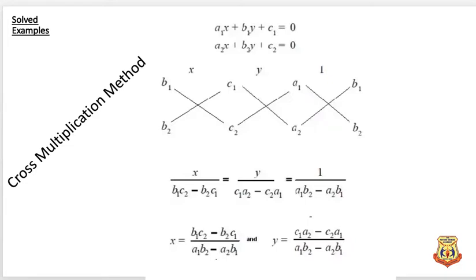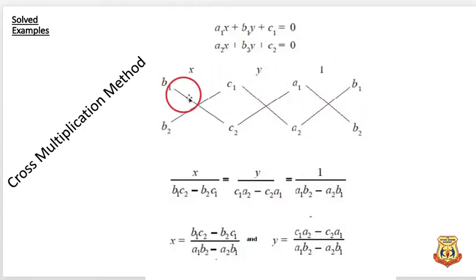Now come to the cross multiplication method. Very interesting. Here, this is a pair of linear equations. This is the format. You know this one. So here you will make it this way: x, y and 1. 1 means it is representing the constant number. Then from here you will start. B1, B2, C1, C2, B1, B2, C1, C2. Then A1, A2 and B1, B2. A1, A2 and B1, B2. This way we will write.